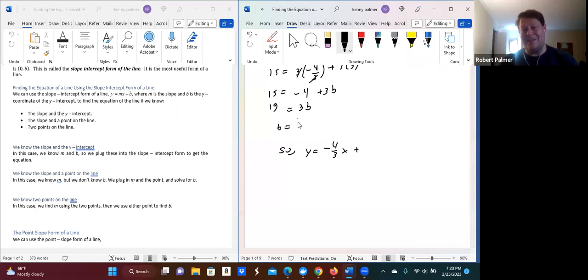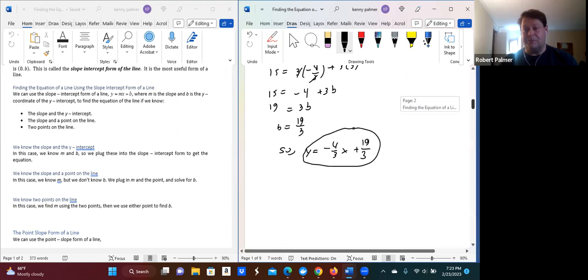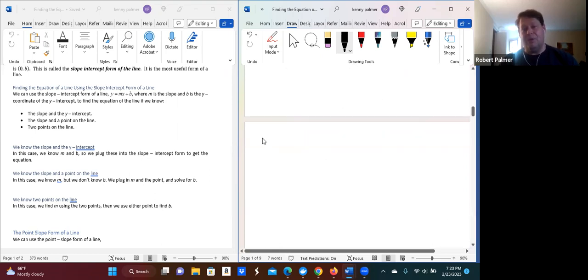So b is 19/3. There we go, 19/3, which still can't reduce. Now that's correct.